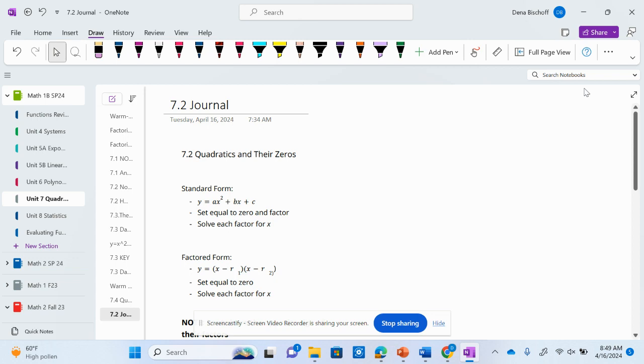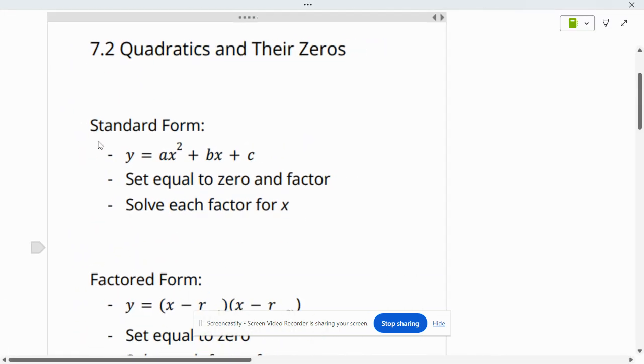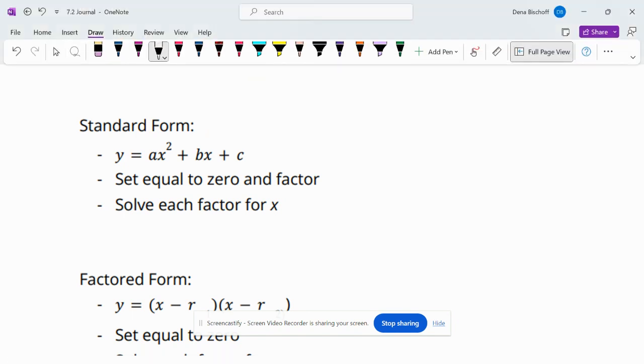So here's your journal for today. It's going to get folded in half like a little book. Okay. So 7.2 quadratics and their zeros.